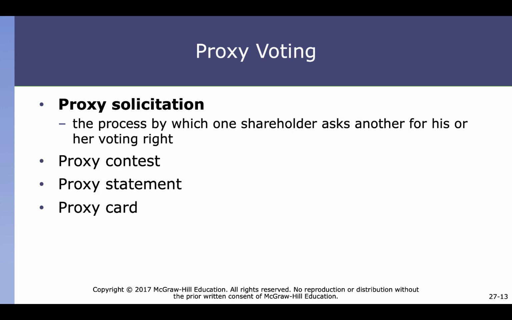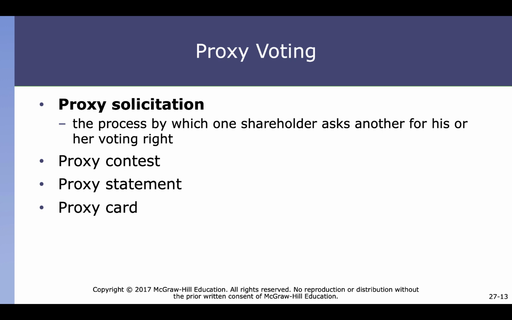There's also what's called proxy solicitation, which is the process by which one shareholder asks another for his or her voting rights. So if you own a minority share in some company, you may get these in the mail. It's the authority given to one shareholder to cast another shareholder's votes. So somebody is trying to get a whole bunch of votes to basically make waves in the board of directors election. Proxy solicitation also refers to the actual document that's used to request the right to vote the other shareholders' votes. The minority shareholders' voting power increases as the number of proxies held rises.